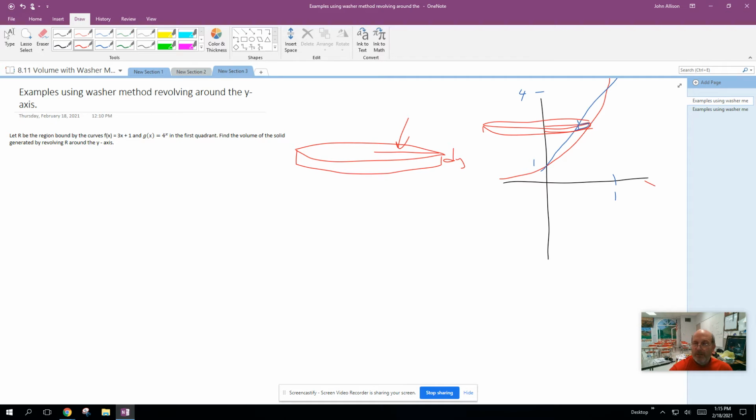To do this, like we have always done before when doing cross sections, we're going to invert the axes. It means we're going to solve each of these for x instead of y. So here I have y equals 3x plus 1, and here I have y equals 4 to the x. If I solve this linear equation for x, I get y minus 1 over 3 is equal to x.